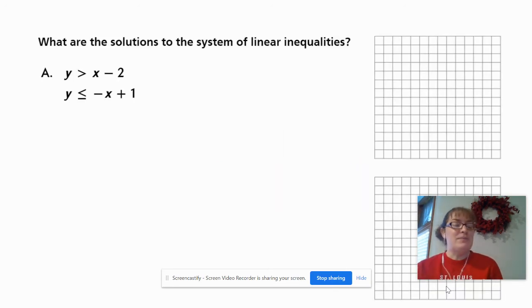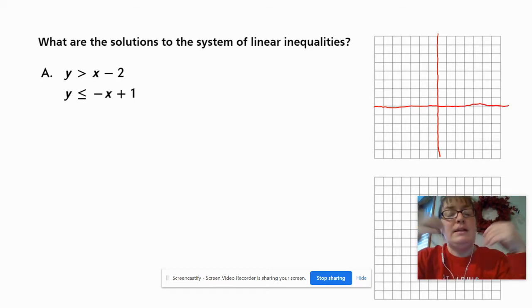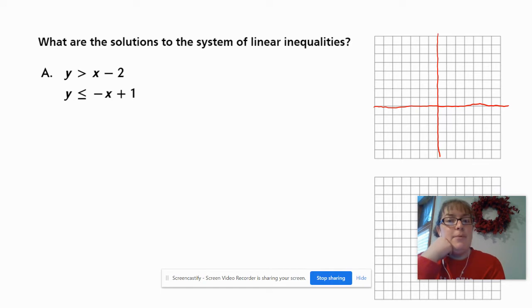So the first problem says y is greater than x minus 2 and y is less than or equal to negative x plus 1. So first things first, when we go to graph, we're going to make sure we have our x and our y axes drawn there. Then we're going to look at our two equations, or inequalities in this case, and determine if they are ready to graph. And both of them look like they are in slope-intercept form. So we're ready just to begin graphing.